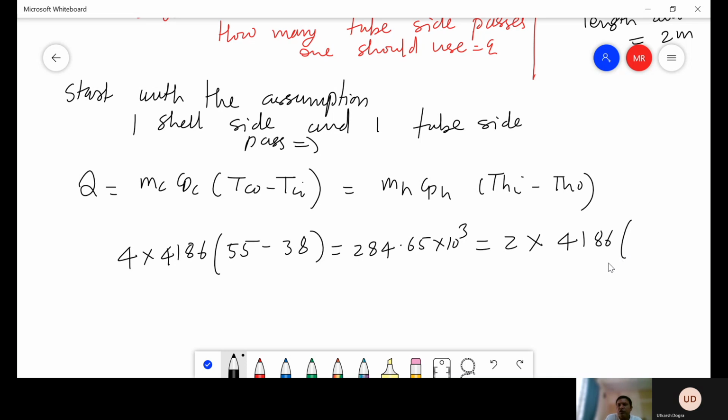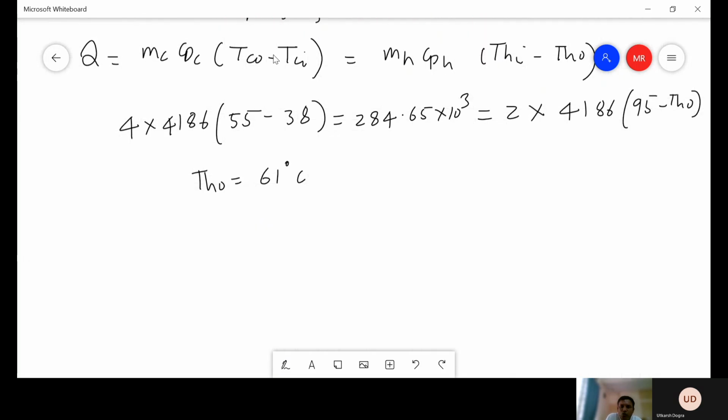Thi is given as 95 degrees Celsius, and Tho is unknown. So from this equation we can calculate Tho, correct? Tho comes around 61 degrees Celsius. That's what you get by rearranging. Is it clear? Now once we know Tho, all the terminal temperatures are known. Tco and Tci were already known, Thi was already known, but Tho was unknown. So now we know all the terminal temperatures.